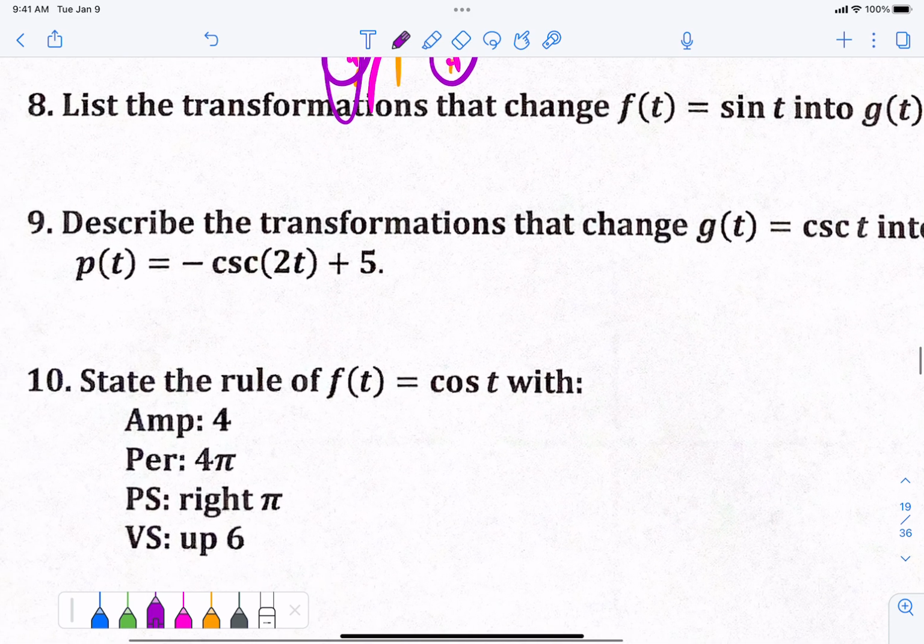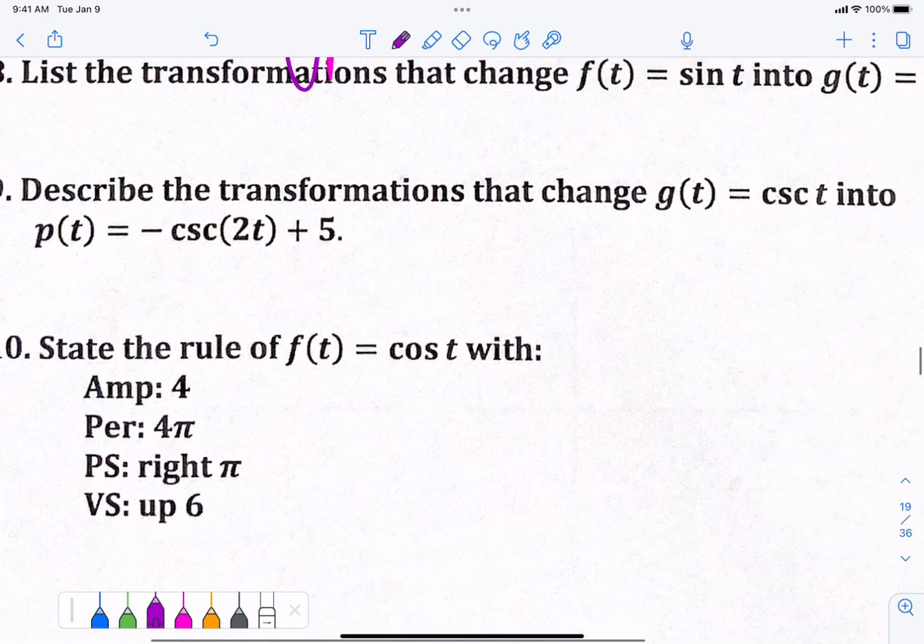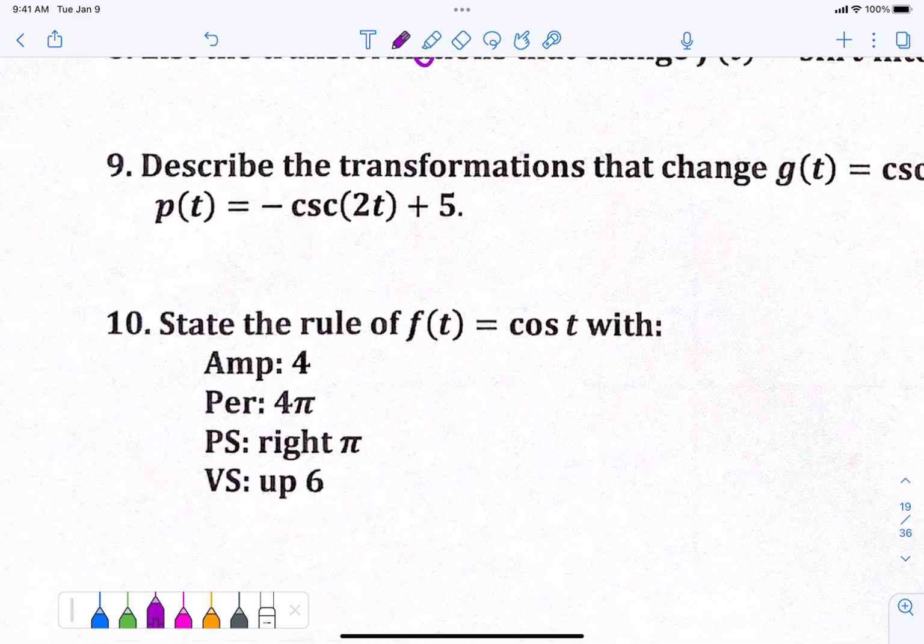Number 9 is the same thing. How do you find phase shift? Negative C over B. So there's no phase shift here because there are no parentheses and then minus 4. That makes sense? Alright, we can get through 10 maybe. Let's just get the front page done.